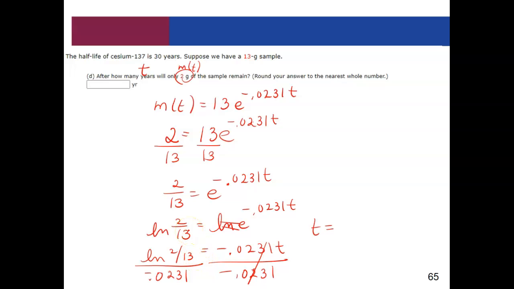I would wait to the very end before I put it all in my calculator because that way you don't introduce quite as much error with it. So when we put that in, we're going to have 81.03. This says round to the nearest whole number, so we're going to give 81 as our answer, and that's going to be in terms of years.